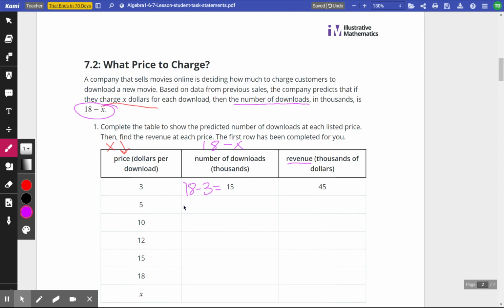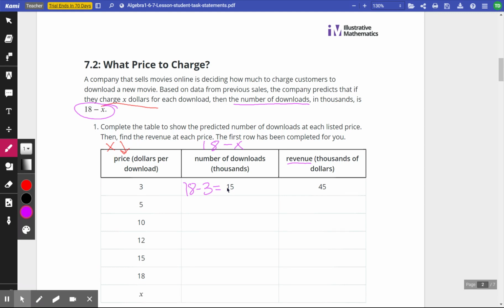So what I want you to think about is, what is revenue? If you aren't sure of the official definition of revenue, Google it. Google, what is revenue? I will tell you though, revenue is going to be how much that company is making. Okay, so how much they're pulling in. So if we're getting charged $3 per movie, per download, which really means per movie, it's per thing we're streaming, and then the number of downloads in the thousands is 15, well, think about that. How do we determine how much the company is making?